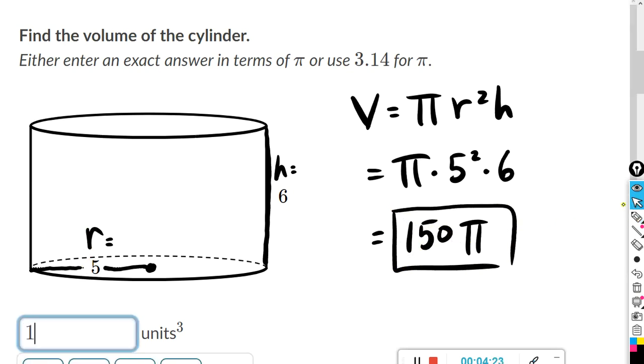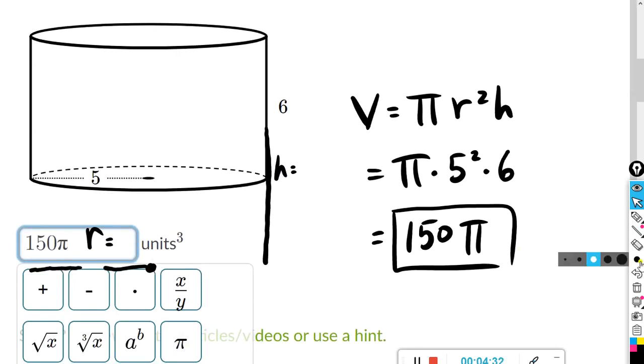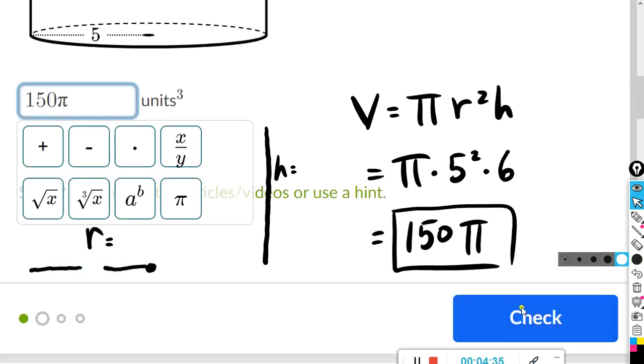So click inside the box, type 150, and you can type pi, and it gives you the pi symbol, or you can just click on pi. But the answer is 150 times pi.